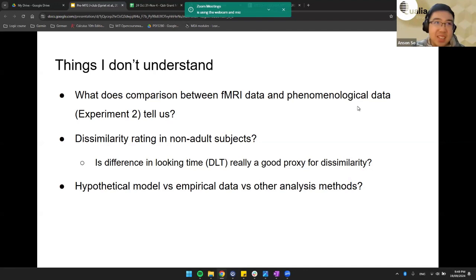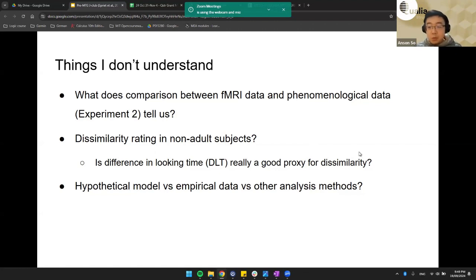And on the other hand, they have proposed that difference in looking time to be a measure of dissimilarity rating, so to speak. The author says that this is the first time that anyone has done this, and I'm not sure if there are other ways to measure dissimilarity rating in non-adult subjects, say in this case in infants, or maybe in other animals as well. And also there's a question in the back: is this DLT a good proxy for dissimilarity as well?